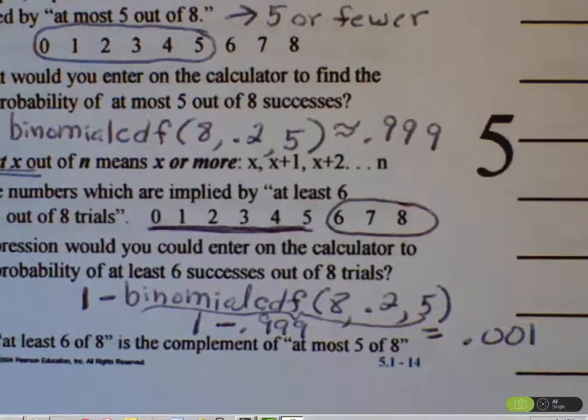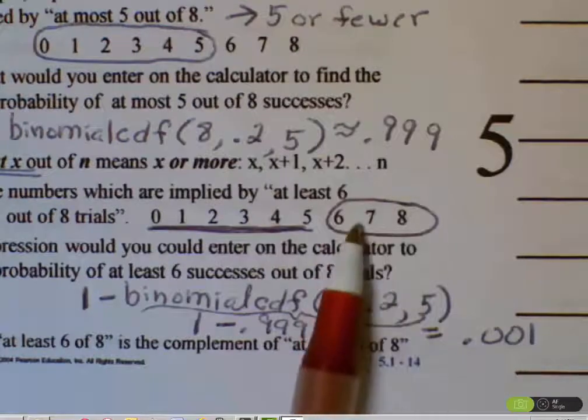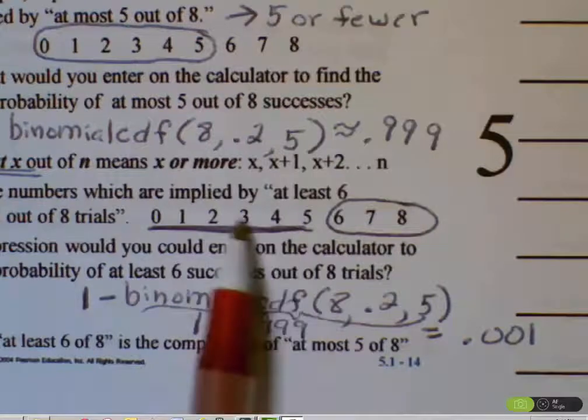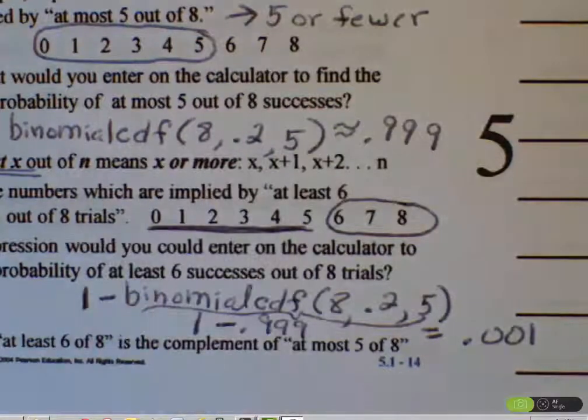When you want the probability of at least something, you're going to have to find the probability of its complement and then subtract that probability from 1.